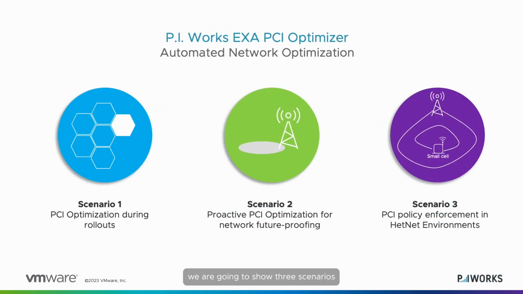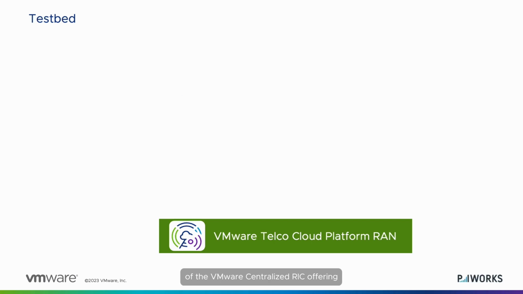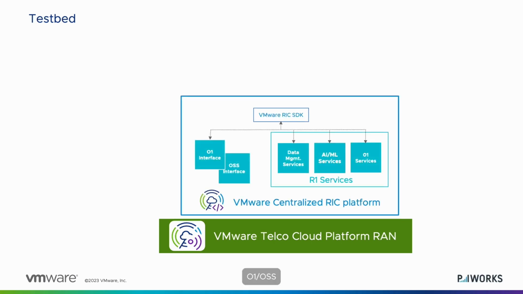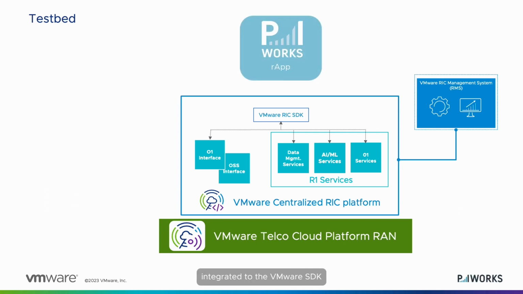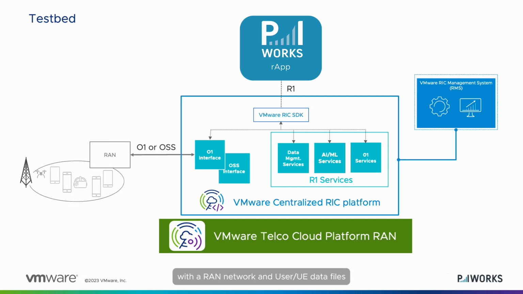In this demo, we are going to show 3 scenarios based on different PCI optimization features of the rApp. Our testbed is composed of the VMware Centralized RIC, offering O1 OSS, data management, and AI/ML services to PIWorks applications. Accompanying VMware Centralized RIC, we have VMware RIC Management System, or RMS, offering a dashboard to monitor and control the application. Integrated through the VMware SDK, we have PIWorks EXA PCI Optimizer rApp. Lastly, our testbed is completed with a RAN network and user UE data files.